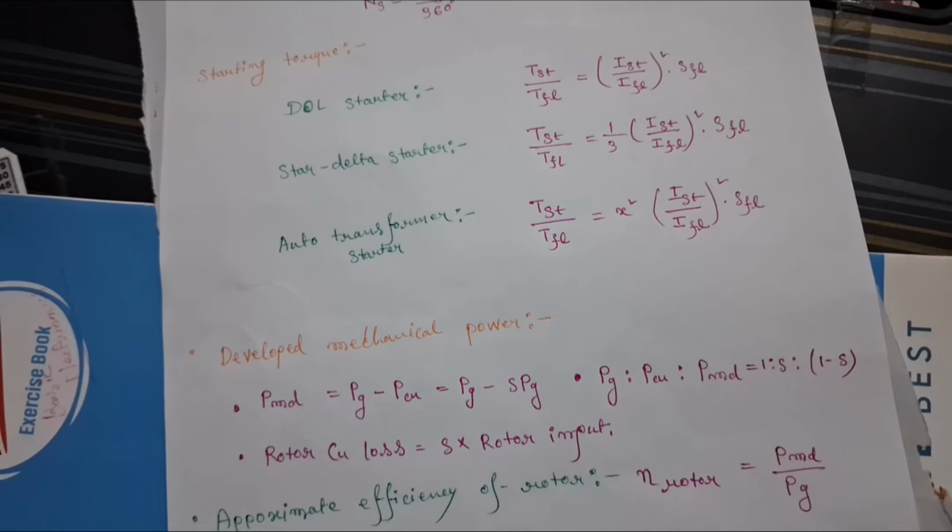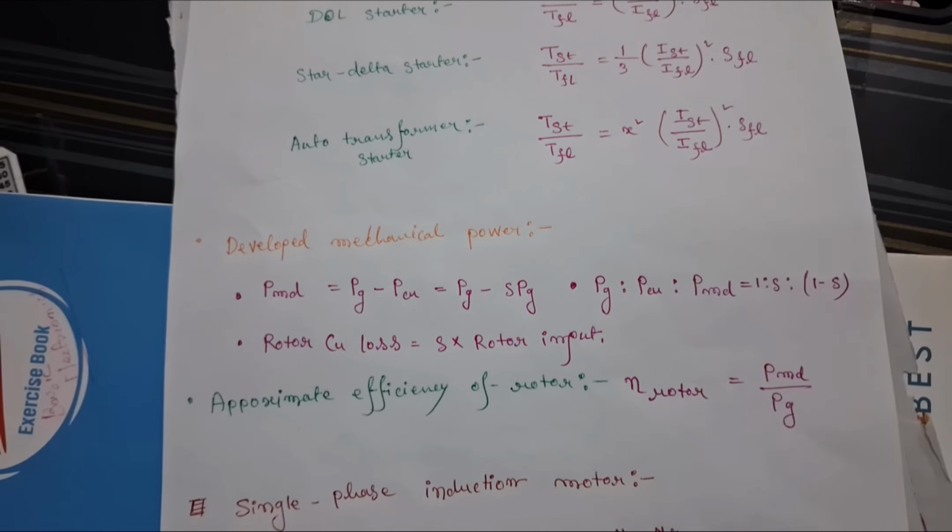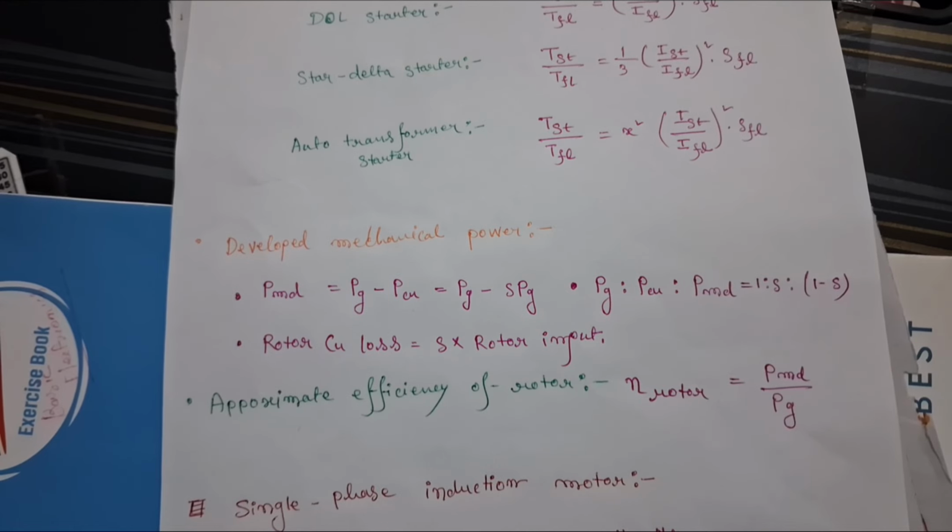Here S is slip. Then you have to remember the formula of rotor copper loss. Rotor copper loss equal to S into rotor input. Then you have to remember the formula of approximate efficiency of rotor. The approximate efficiency of rotor is PMD by PG. PG is gross power, PMD is mechanical power developed.